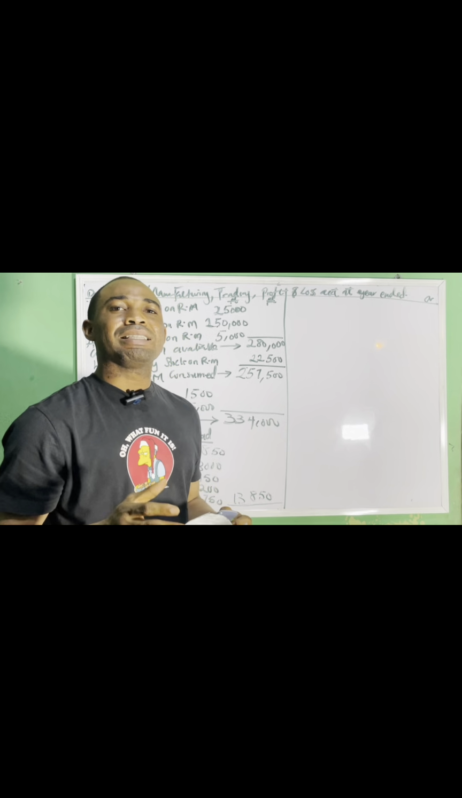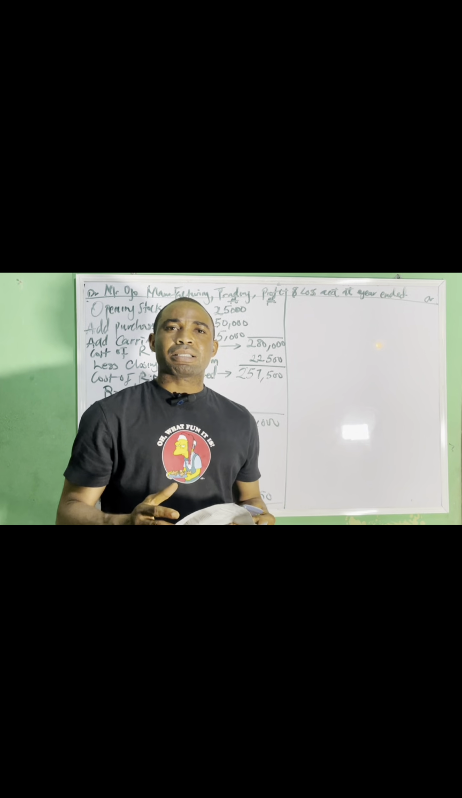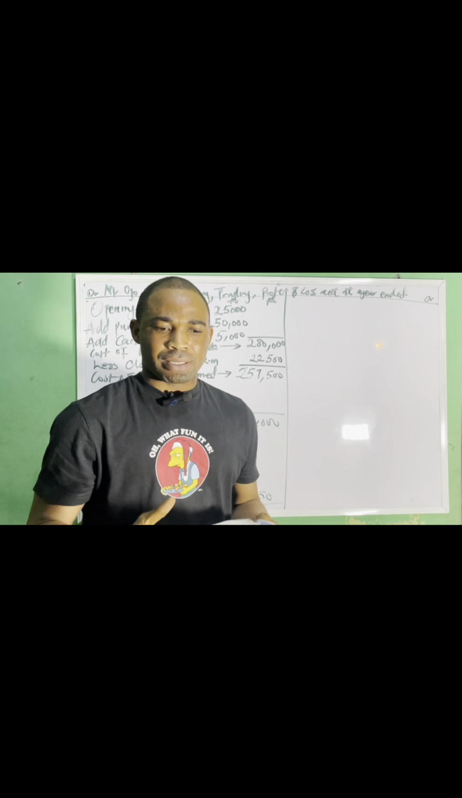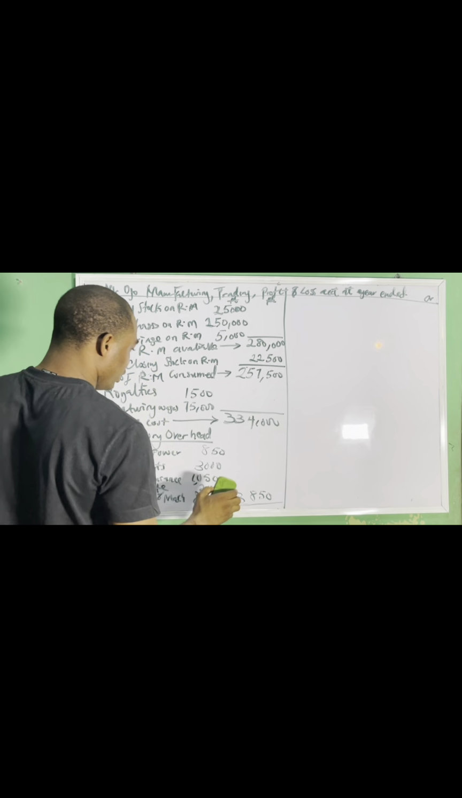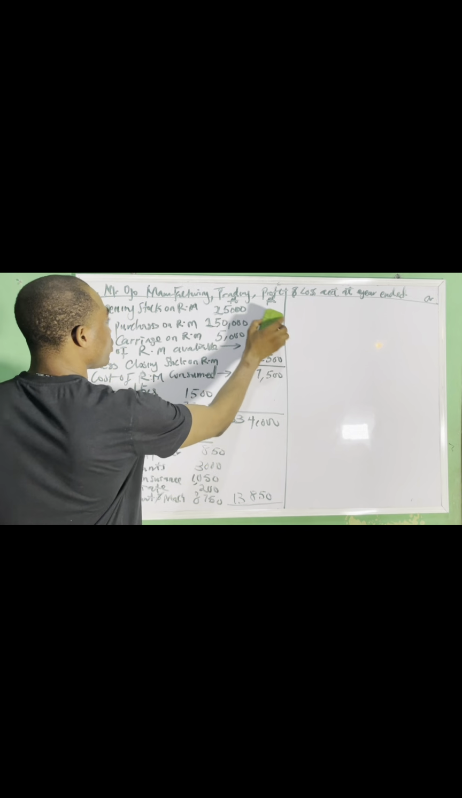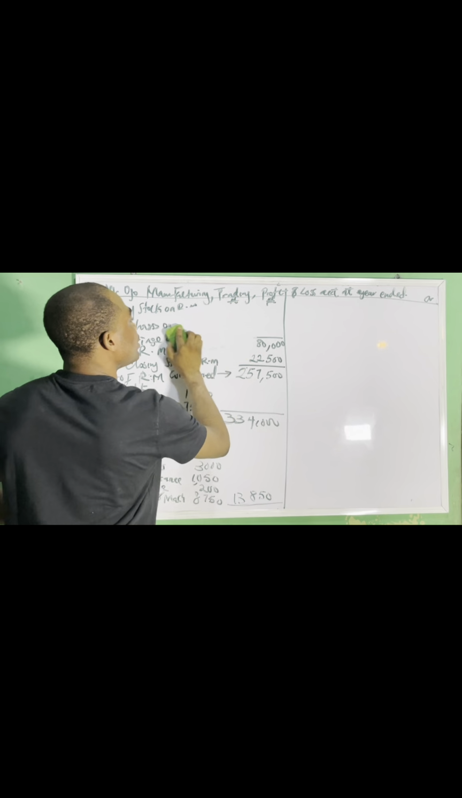Now don't forget that this example serves as format for this particular account. So we are still under trade manufacturing account. We are yet to be under trading or profit and loss account.